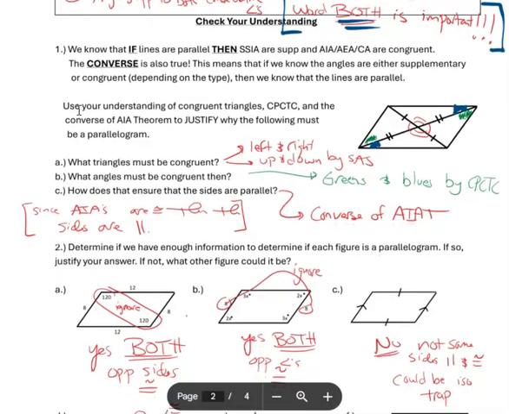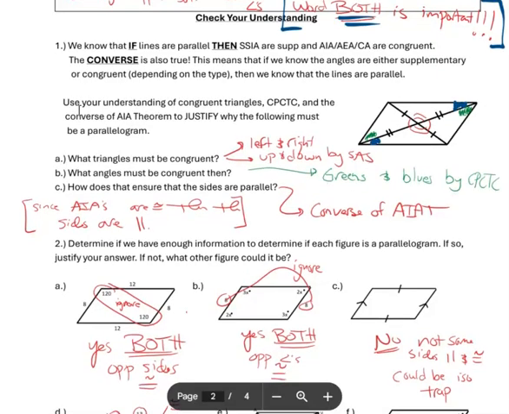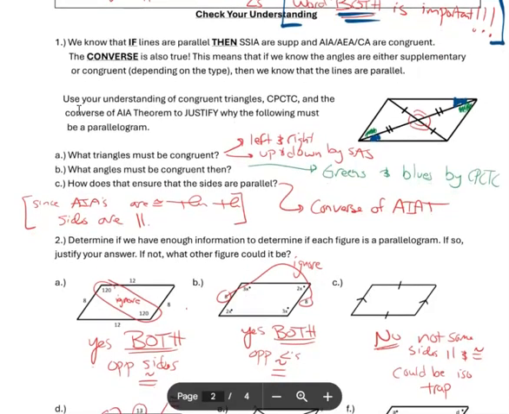So it says, what triangles must be congruent? Well, the left and the right must be congruent, and up and down by SAS, as we have the diagonals bisecting one another, and then you also know that you have the vertical angles theorem. What angles must be congruent? The greens and the blues by CPCTC.